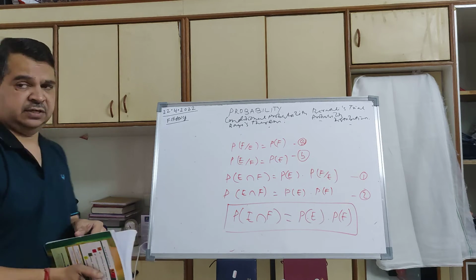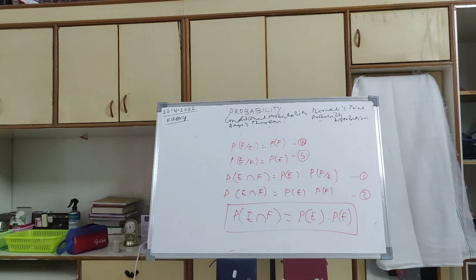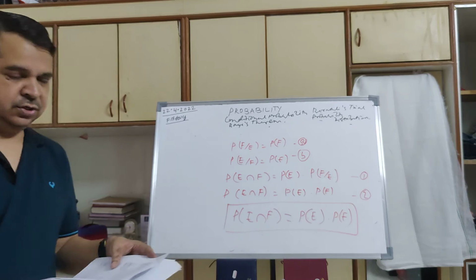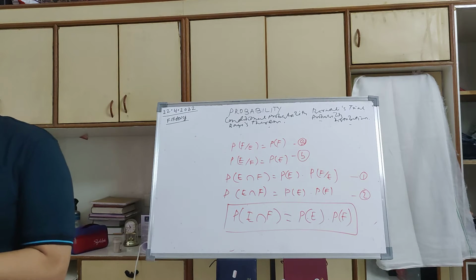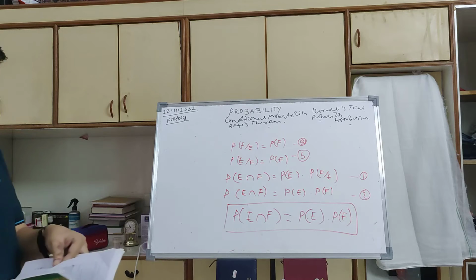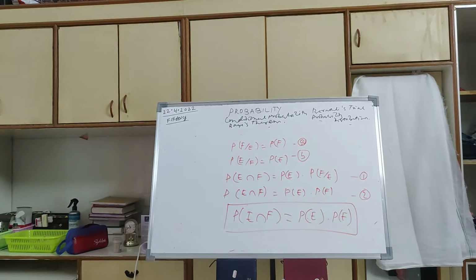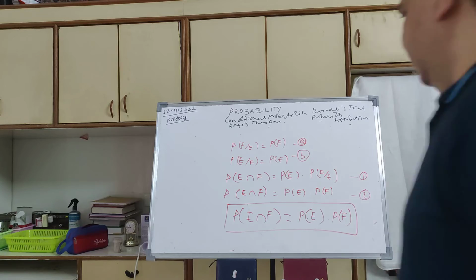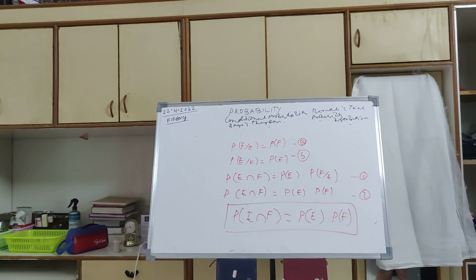And I gave you an example of independent events. There are a number of examples based on it that you can solve. So now you understood what is an independent event, and you have understood what is the multiplication theorem. There are a good number of examples you can solve. So now with this background we can go to Bayes theorem.